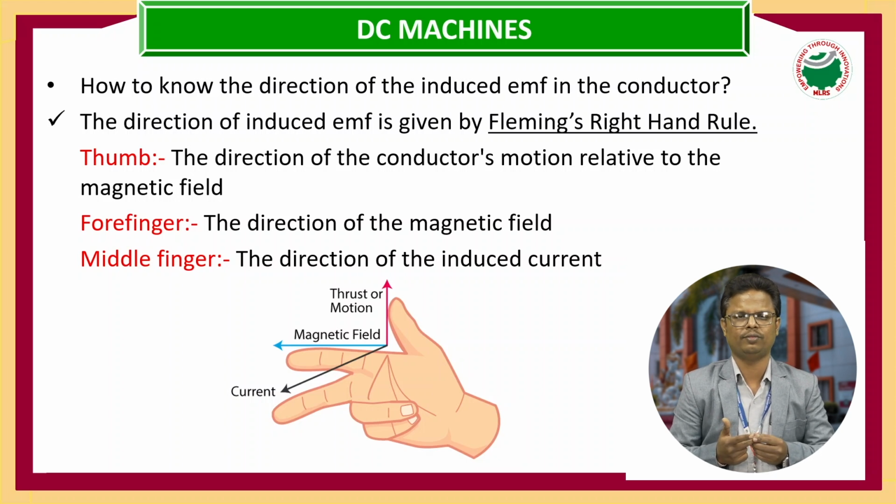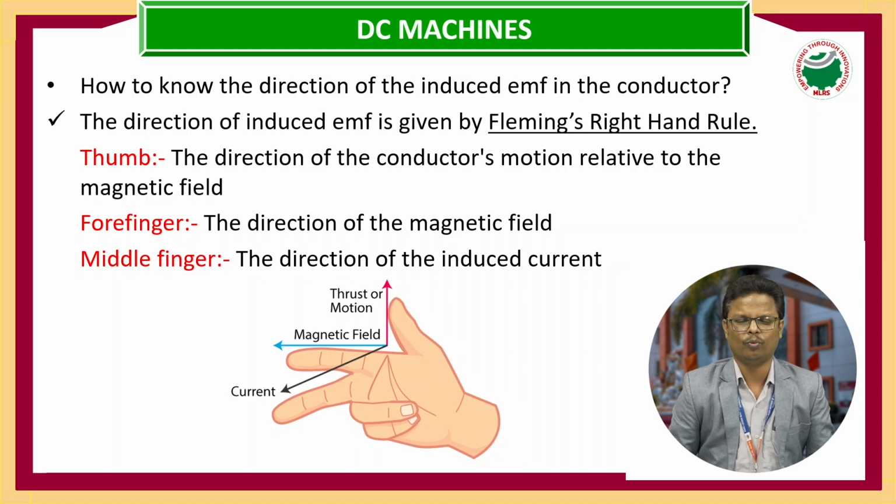The easy way to remember: forefinger starts with F, and flux also starts with the letter F. So F is flux. And the middle finger, we can call it the center finger, C, which is current, and that current is what we denote as EMF. So the thumb indicates the motion of the conductor, the forefinger indicates the flux direction, and the middle finger indicates the EMF direction.